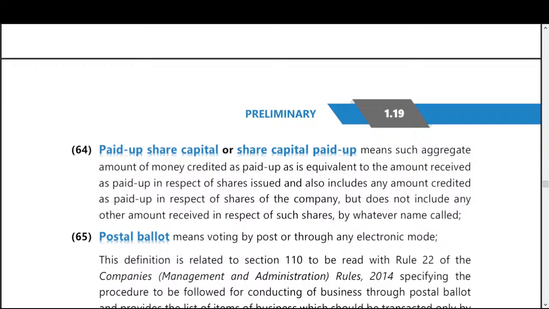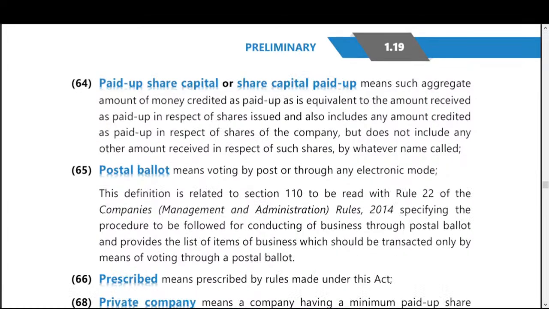Paid up share capital or share capital paid up means such aggregate amount of money credited as paid up as is equivalent to the amount received as paid up in respect of shares issued, and also includes any amount credited as paid up in respect of shares of the company, but does not include any other amount received in respect of such shares by whatever name called. Postal ballot means voting by post or through any electronic mode.